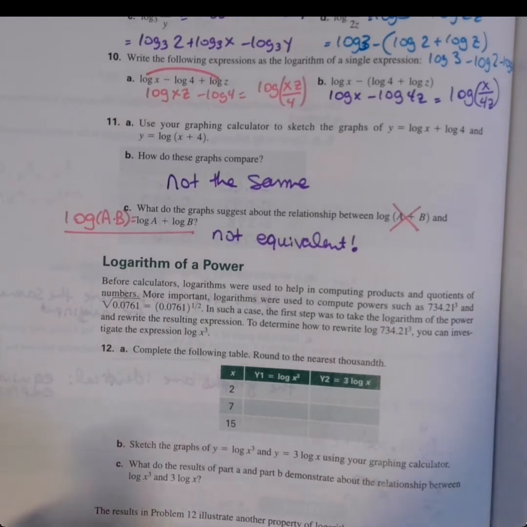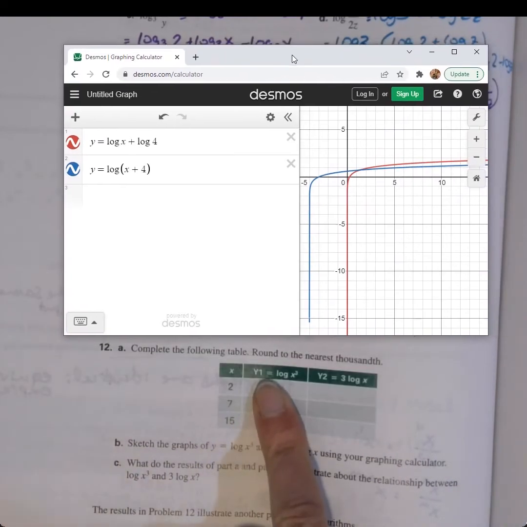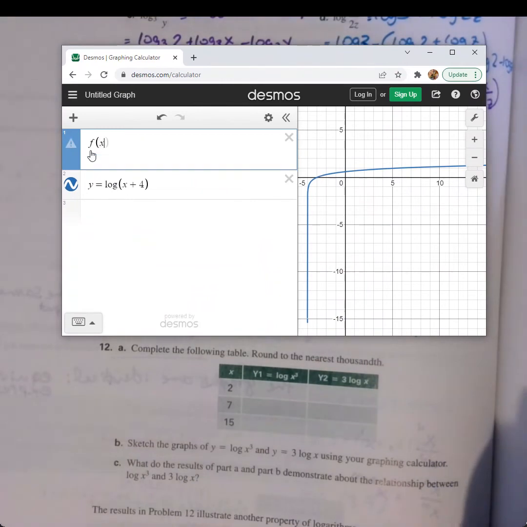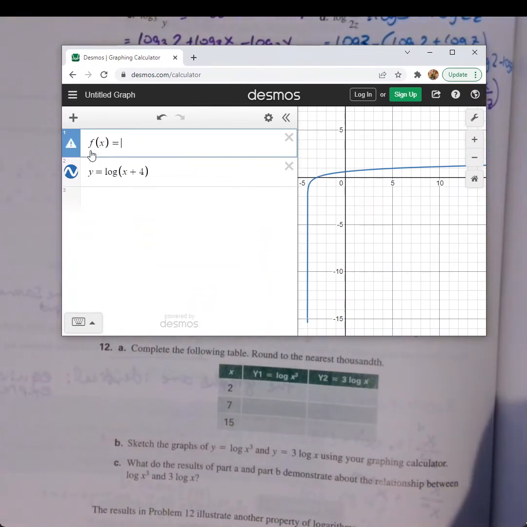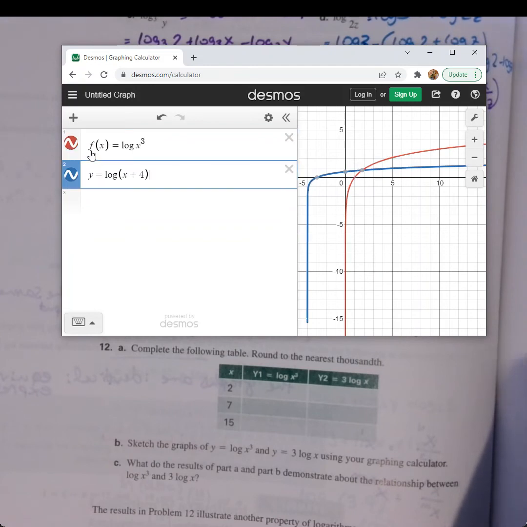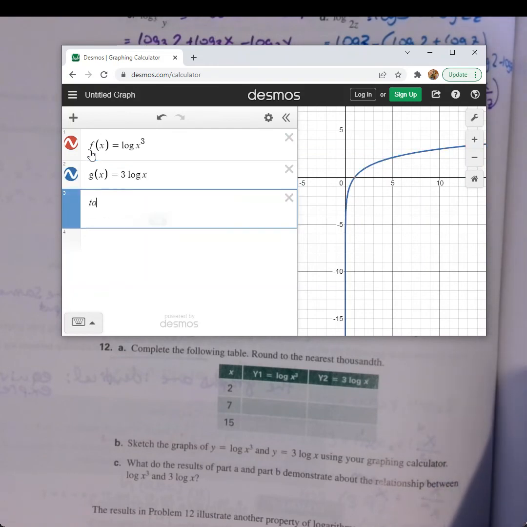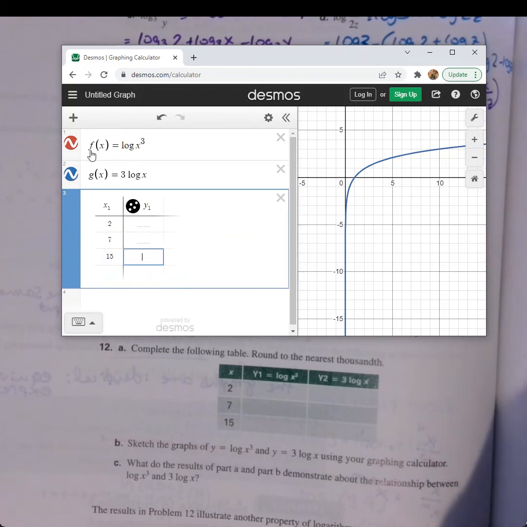Okay, so I've got two formulas to look at and compare. So I better make these functions. I've got the log of x to the third and 3 log of x. We're going to plug in 2 and 7 and 15.